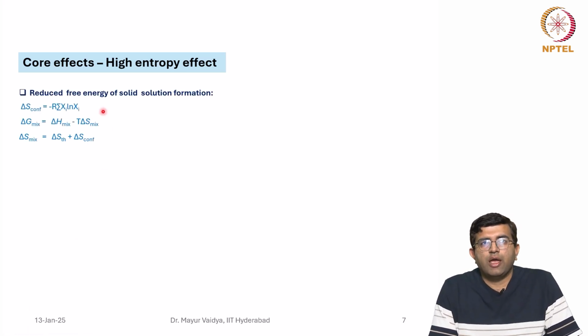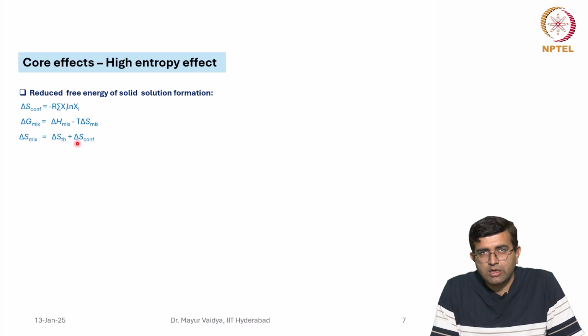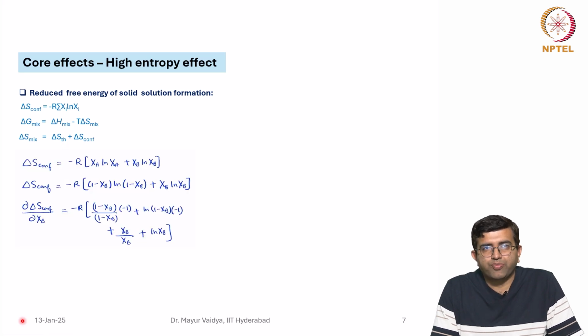So that means that if you talk about the configurational entropy, it is written as minus R summation of xi ln xi. The delta G mix we have seen before, that it is equal to delta H mix minus T delta S mix, which contains both the terms, thermal entropy as well as the configurational entropy.